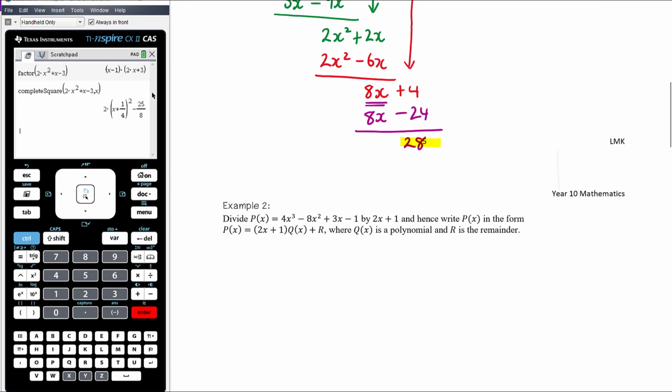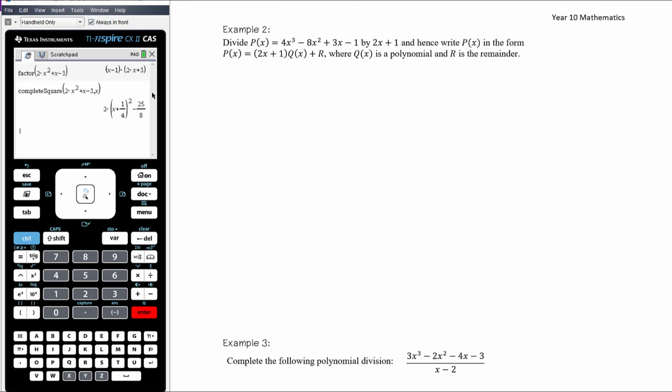Okay, let's have a look at another one. We're going to have this written in a slightly different form. It's just going to be how we go about giving our final answer. But we'll worry about that at the end. At its core, it's still about dividing a polynomial. Divide p of x, which is 4x cubed minus 8x squared plus 3x minus 1, by 2x plus 1. And hence, let's worry about the "and hence" once we've done the division.